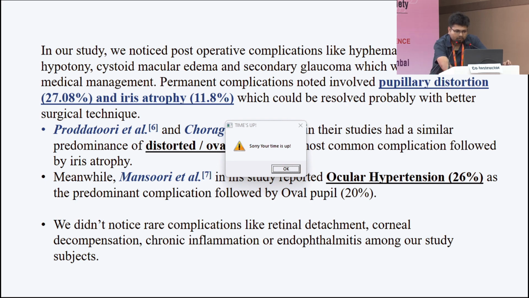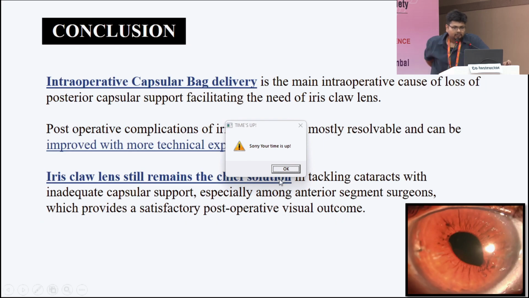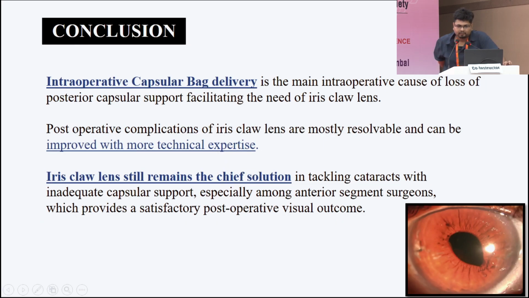So we didn't notice any rare complication like retinal detachment or corneal decompensation. In conclusion, the iris claw still remains a chief solution for tackling cataract with inadequate capsular support, especially among anterior segment surgeons, which provides a satisfactory post-operative visual outcome in a large camp setup. So these are my references.